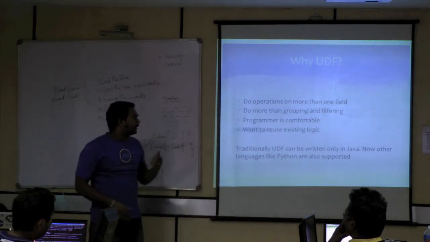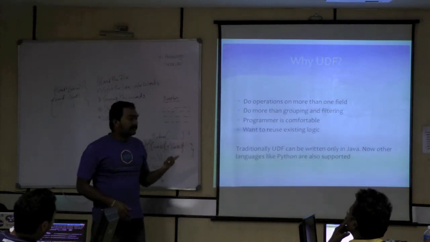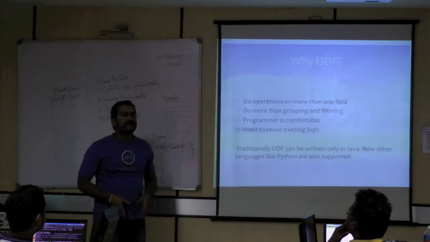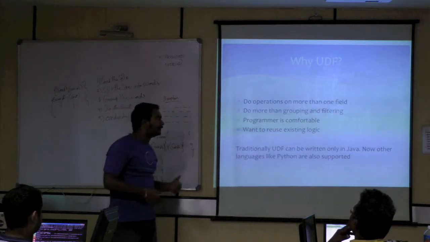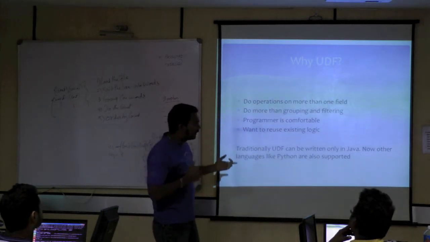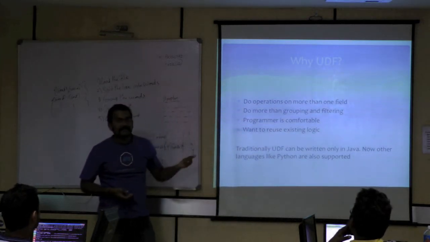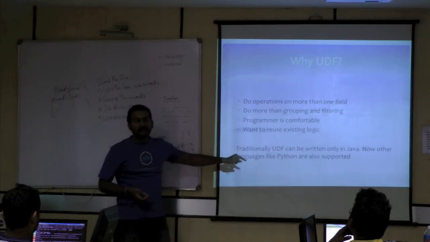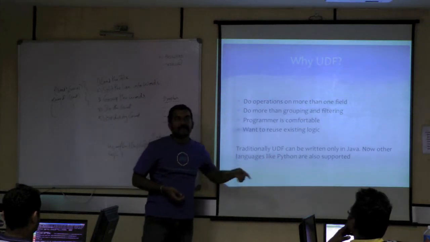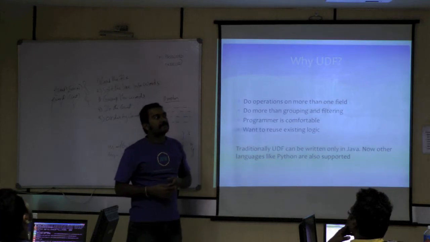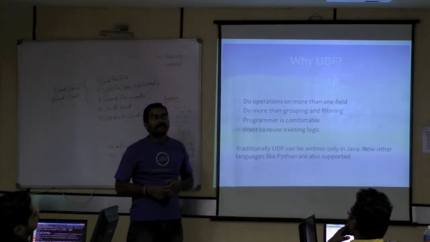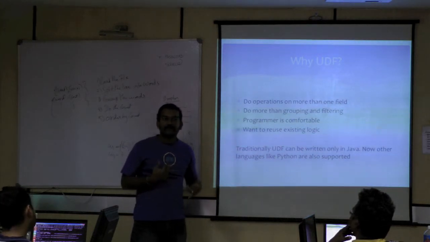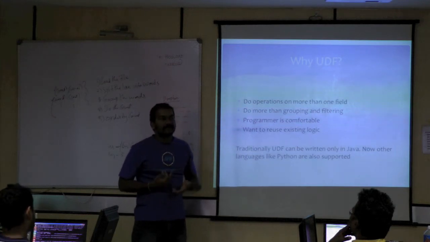So traditionally, before Pig release 0.8, the current version is 0.11, you could create UDF only in Java. But now you can actually use languages like Python and other languages as well. I think in 0.8, Python support was added, and in 0.10, I guess, support for dynamic languages was added. So you can do Ruby, JavaScript, other things.